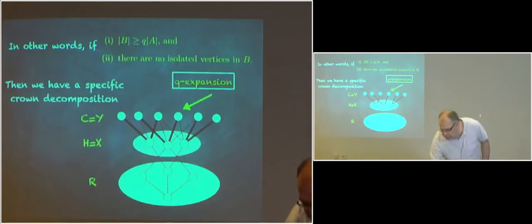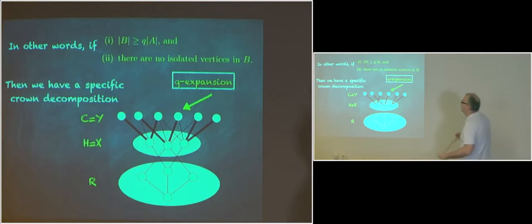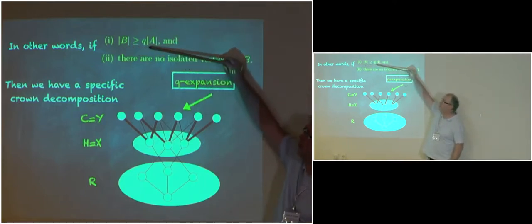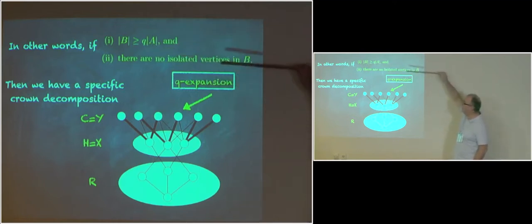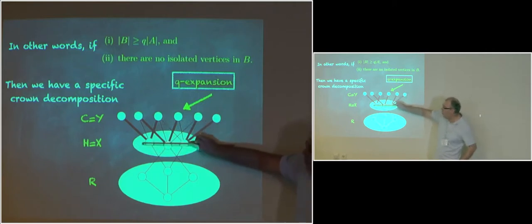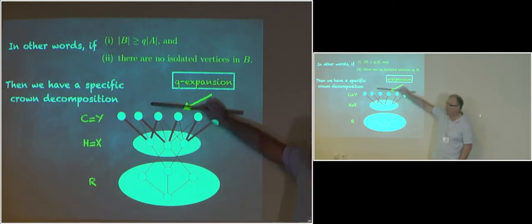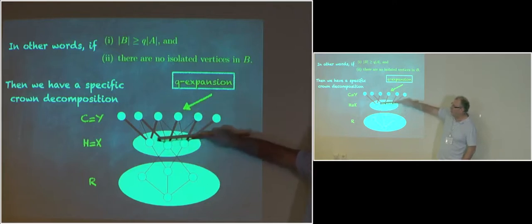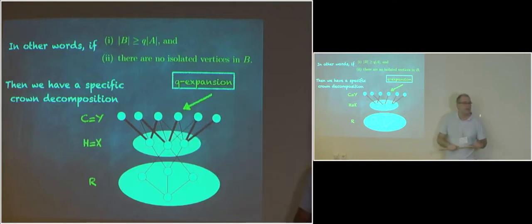In other words, if you want to visualize this: if I have a bipartite graph with the condition that one part is Q times larger than the other, and there are no isolated vertices, then I can always find a very specific crown decomposition. In this crown decomposition, from the head I have a Q expansion into the crown. In the usual crown decomposition I had only matchings here, but in this type of decomposition, I have a set of neighbors. So this is an expansion.